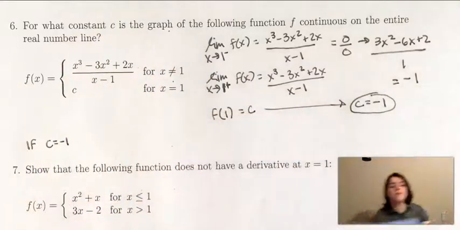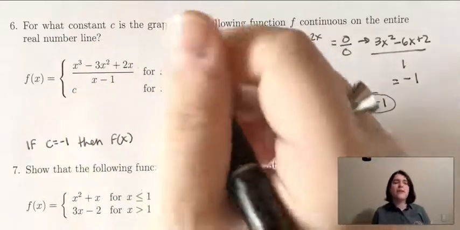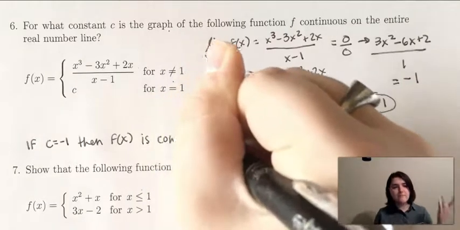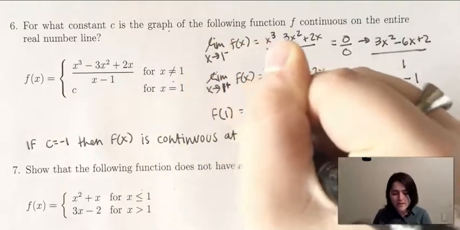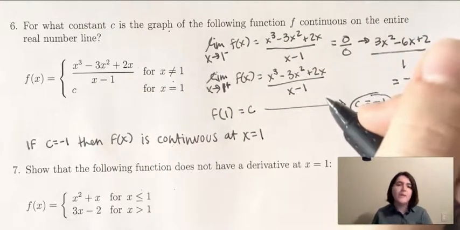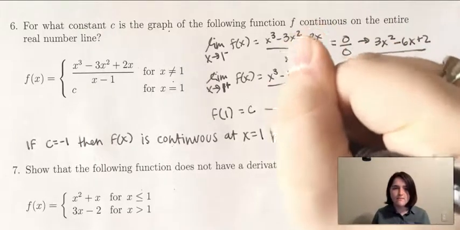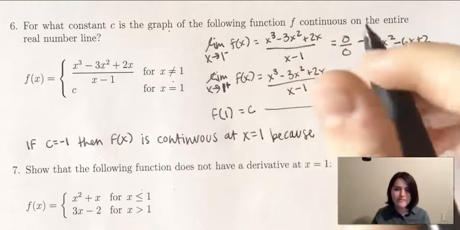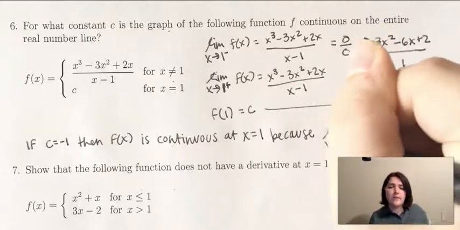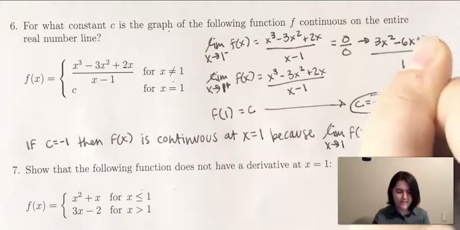And then, again, you'll need to write your sentence. So your sentence is going to be if c equals negative 1. So again, that formula of if constant equals number, then the function is continuous at split point at x equals 1, because the limit as x is approaching, fill in the blank, in this case it's 1, the limit as x approaches 1 of the function equals the function, f of 1. So there you go, you have your sentence there.